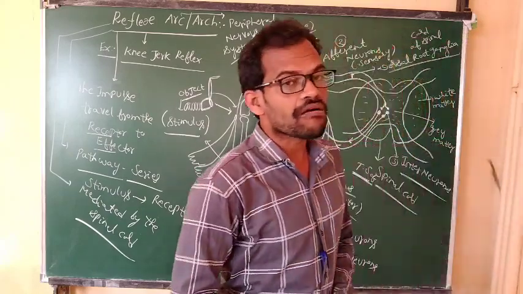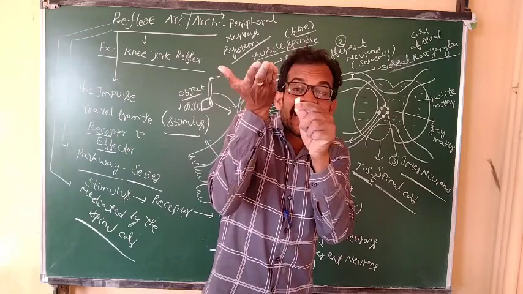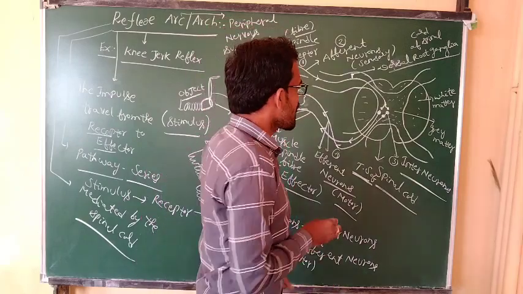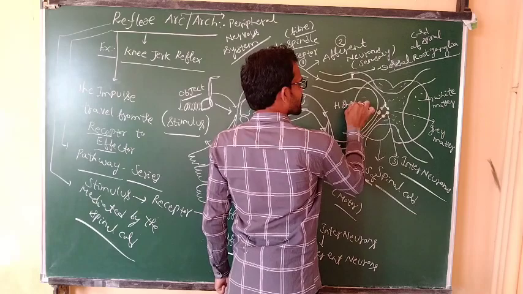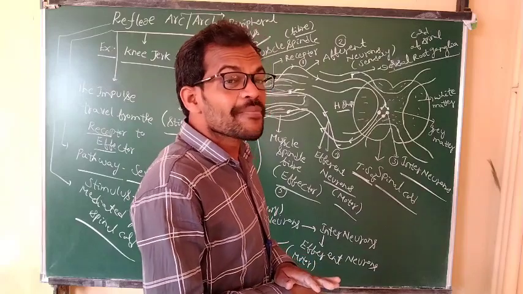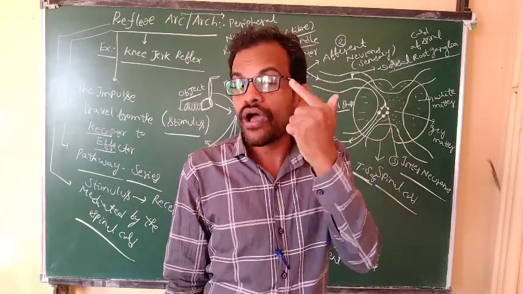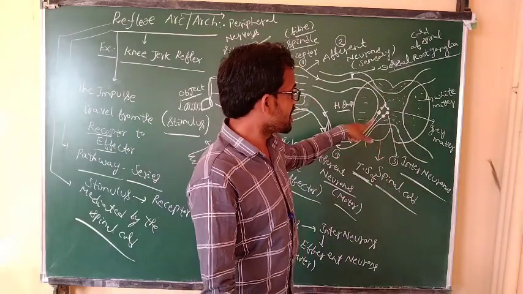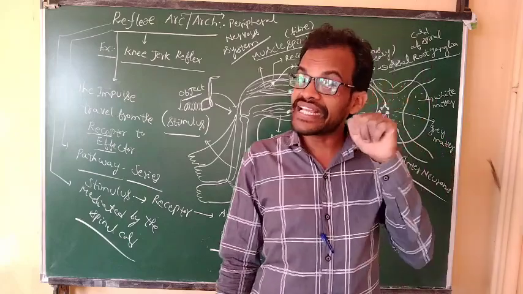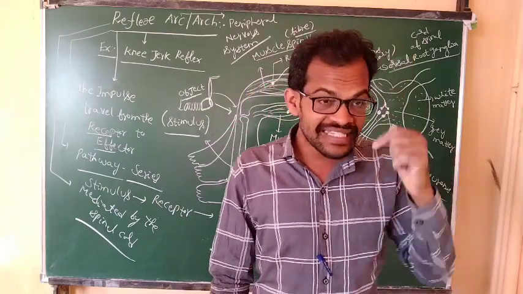If you observe the transverse section of the spinal cord, what is the shape of the spinal cord? It is H shape or butterfly shape. Outside, white matter. Inside, gray matter. It is opposite to the brain, the central nervous system. In the brain, outside is gray matter and inside is white matter. But here it is opposite: in the spinal cord, outside white matter, inside gray matter.